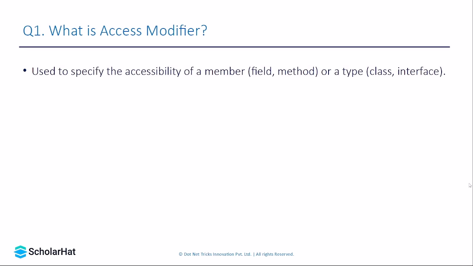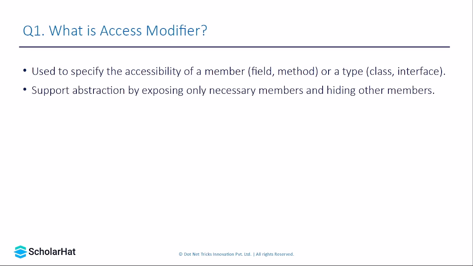So what is access modifier? It is used to specify the accessibility of a member, that is field and method, or a type, that is class and interface. It supports abstraction by exposing only necessary members and hiding other members. Remember we discussed abstraction in our first slide, like what is abstraction? It's the building block of the OOPS concept. So the access modifier can be used to support abstraction, and it only exposes the necessary members and hides all the other members from a C# program.